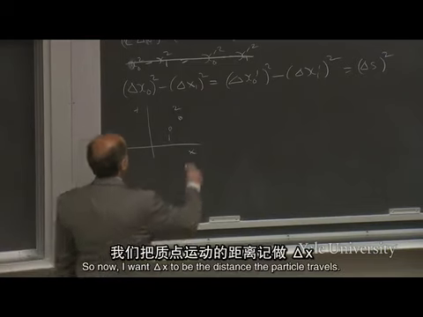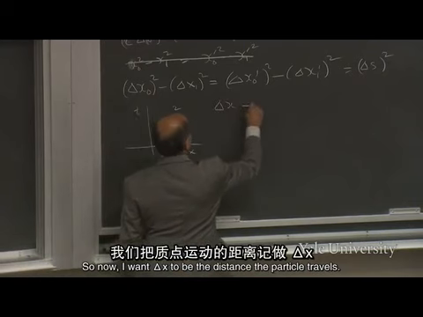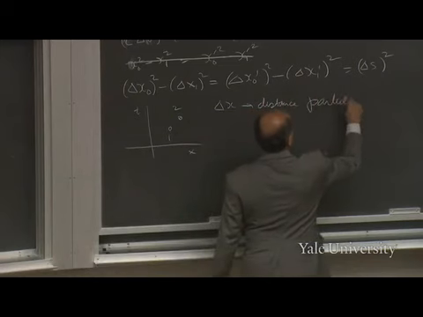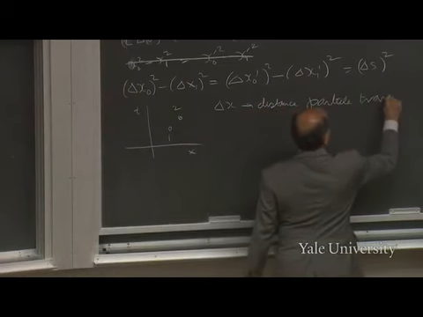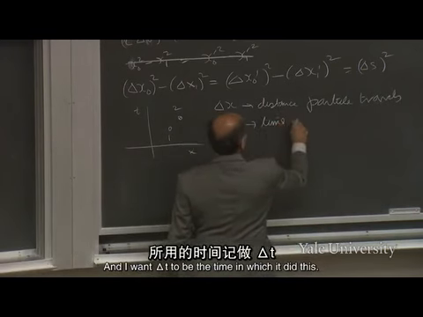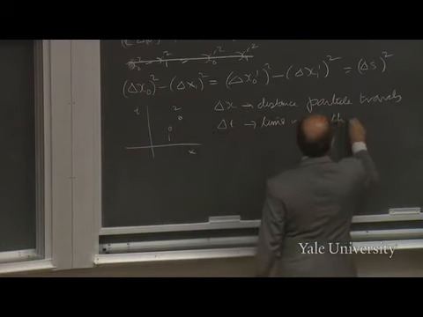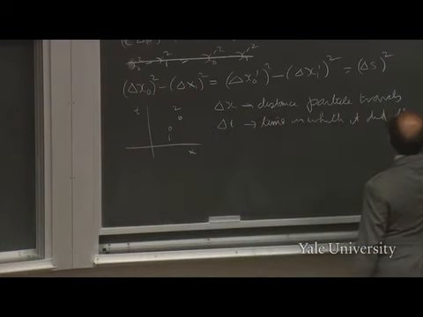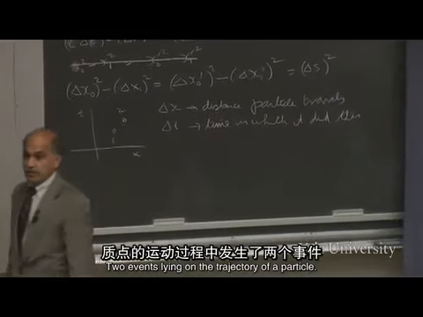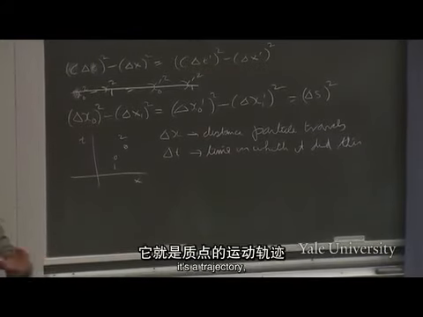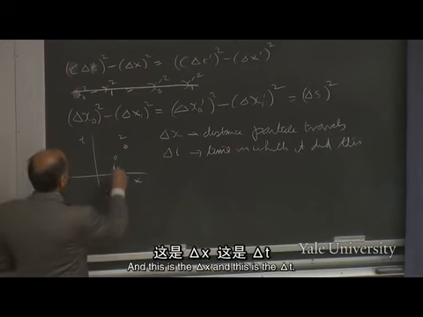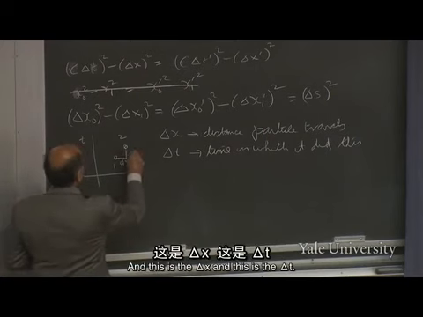So now I want delta x to be the distance the particle travels, and I want delta t to be the time in which it did this. So these are two events in the life of a particle, two events lying on the trajectory of a particle. In the xt plane, you draw a line, it's a trajectory, because at every time there's an x, and that describes particle motion. And this is the delta x, and this is the delta t.